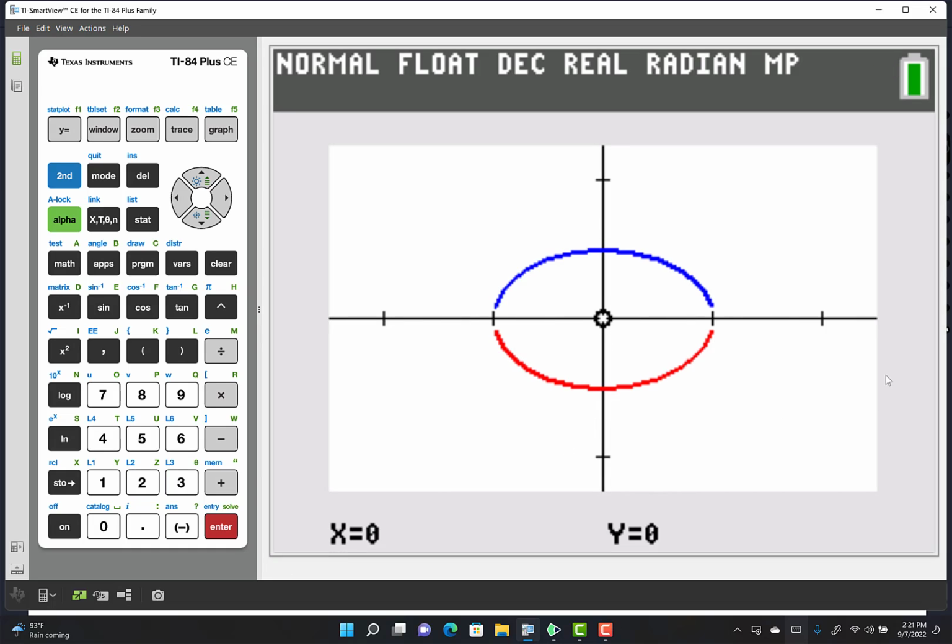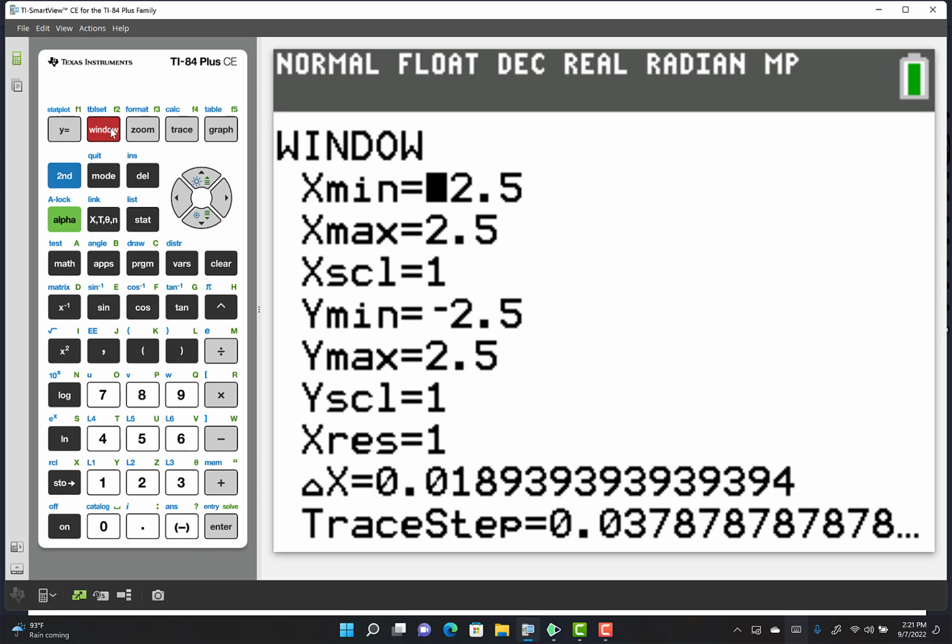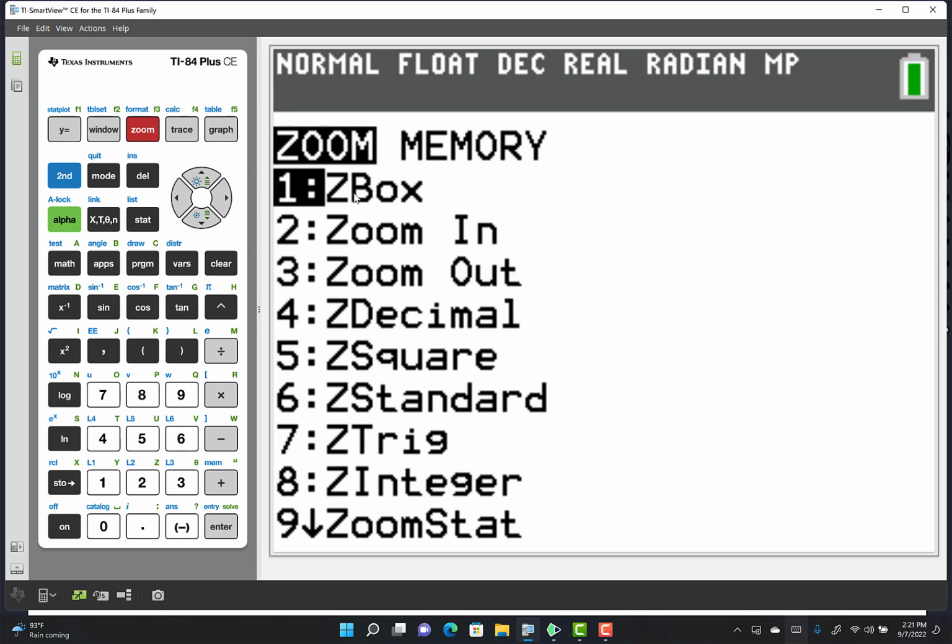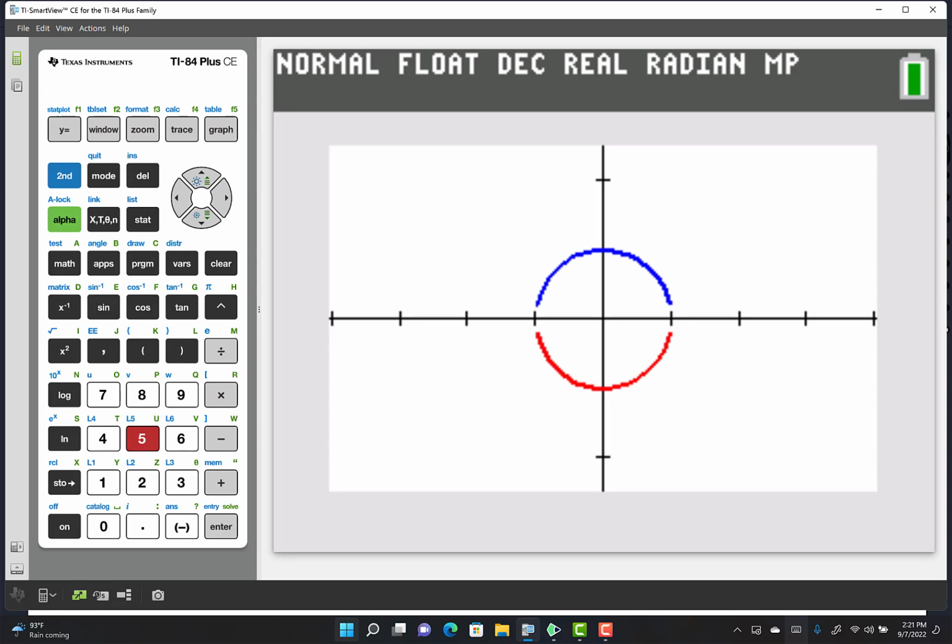The reason why it looks kind of like that is because it's not a square window. If I click on zoom and click on number 5, there you go. Now it looks like a circle. Cool, right? Yeah, I think that's really cool.